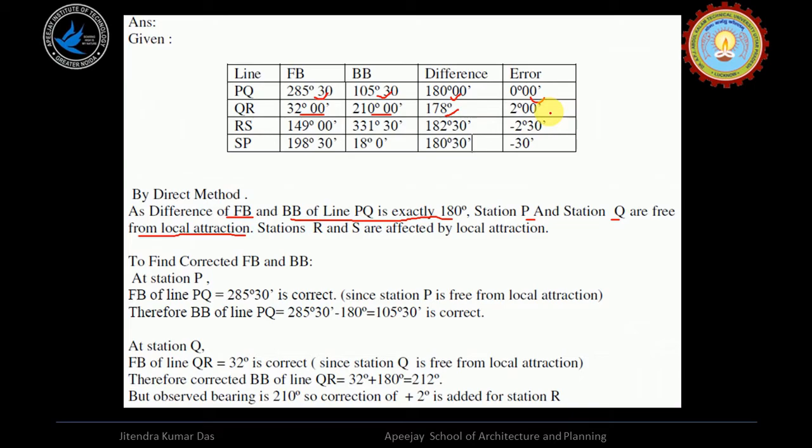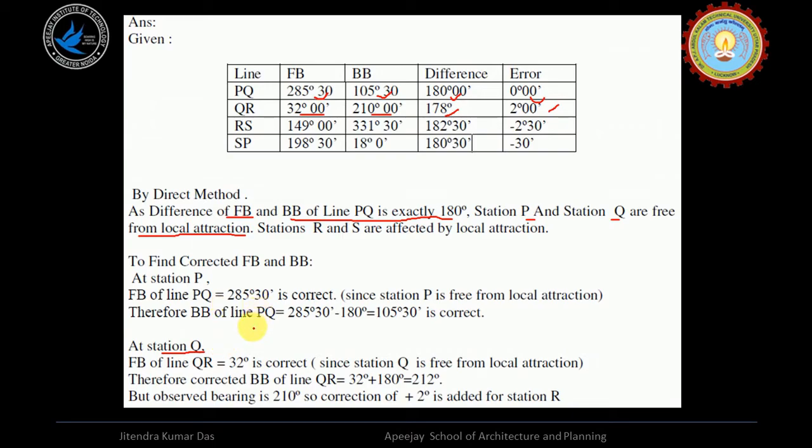So you have a difference of 180 minus 178, that is 2. So we have to do the adjustment for 2 degrees. To find the correction for forward bearing and back bearing at station P, the forward bearing of line PQ, 230 degrees, is correct since P is free from local attraction. Therefore, the back bearing of line PQ is 105 degrees 30 minutes, and it is correct.